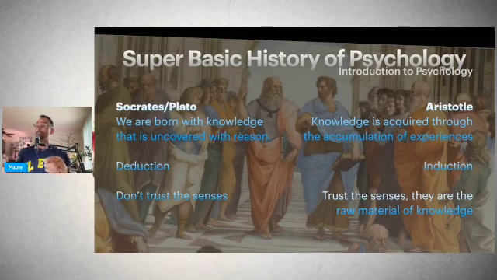We start with details. Inductively, we make a general rule. Once we have that general rule, we take it to predict what will happen deductively to specific examples. Start with details, induct up to a general rule. Start with a general rule, deduct down to specific examples. Sorry, you can see why people find this confusing.